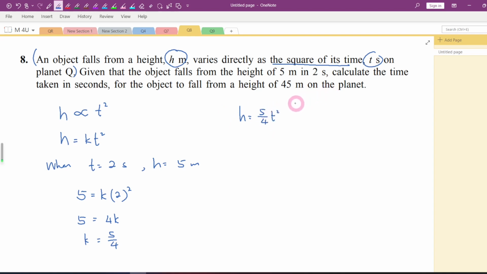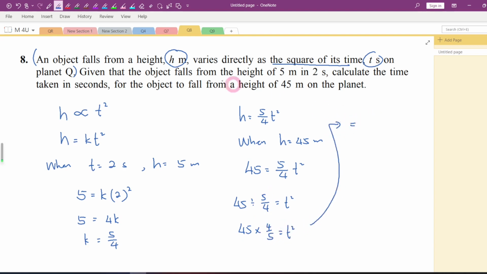Okay, now we want to find the value of t when the height is 45 meters, when h is 45 meters. So I'm going to replace this by 45. 5/4, I want to find t. Okay, so 45 divided by this multiplied by this. If you bring it to the other side, it will become divide, right? So you can press your calculator. If you don't want, you can change to multiply by flipping over the numerator and denominator. 4 goes up, 5 goes down.